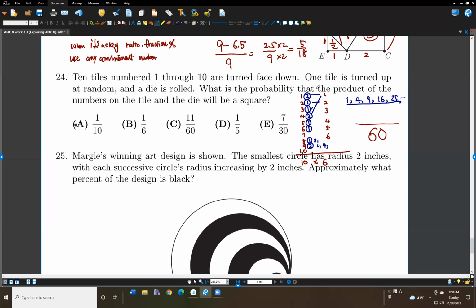Now we're going to add them up. 2 plus 1 plus 1 plus 2 plus 1, and so on, gives 11 numbers. So out of 60, 11 must be square numbers. Choice C is the answer. Any questions about this number 24? No. It's okay, right?